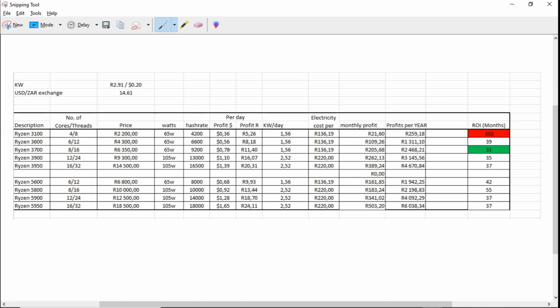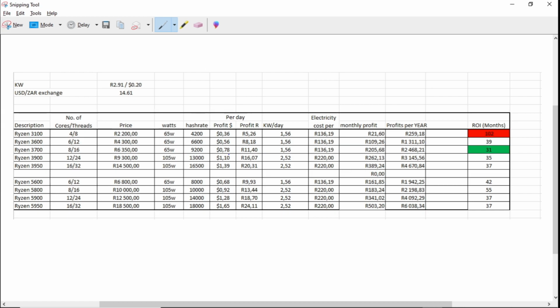If you take a closer look at the profits per day, I've populated the USD profit and the Rand profit. 36 cents for the Ryzen 3100, 56 cents for the 3600, 78 cents for the 3700, $1.10 for the 3900, and $1.39 for the 3950.